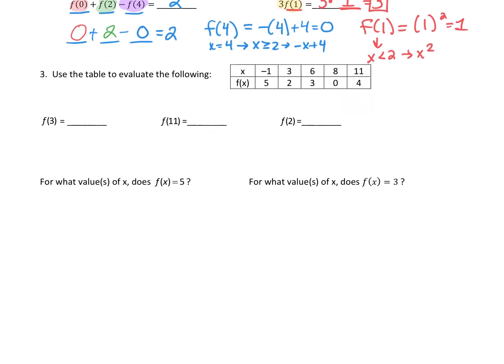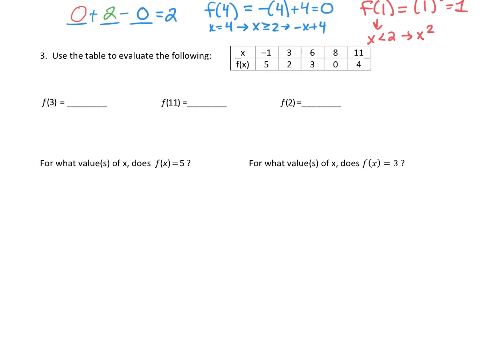All right, our next question, we're going to use a table to do some evaluating. So again, if my number is in the parentheses, this is our input. So this is saying x equals 3. So that means in this spot, I need to put the output. So I'm going to go to where x equals 3, which is right here. Then I'm going to look at what the output is, and the output for 3 is 2. So f of 3 would equal 2.